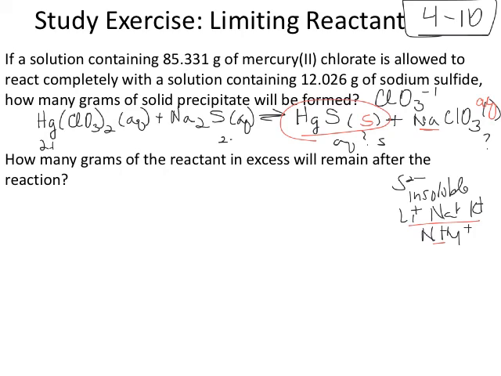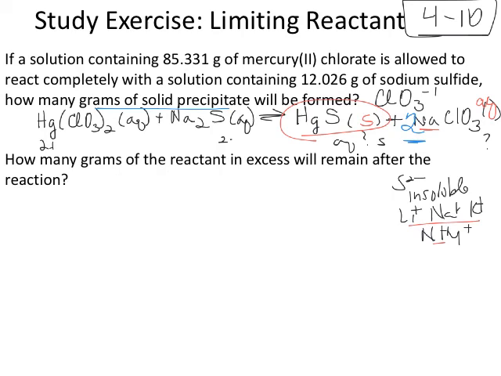And we need to balance our equation. We have 1 mercury. We have 2 chlorates. So we need to put a big 2 in front of the sodium chlorate over there. We have 2 sodiums, 1 sulfur. So by adding that 2, we have a balanced equation. We have to have a balanced equation in order to do stoichiometry because we're changing from one substance to the next. How many grams of solid precipitate will be formed?